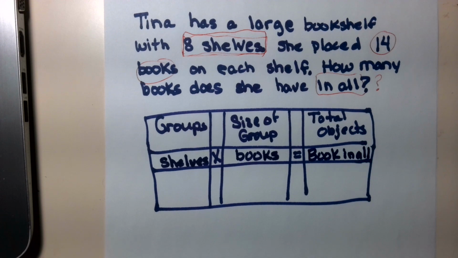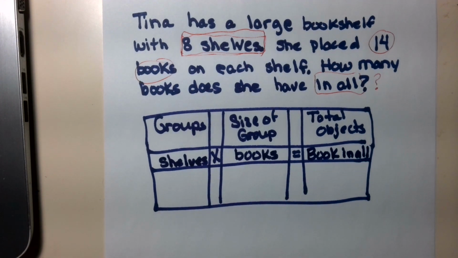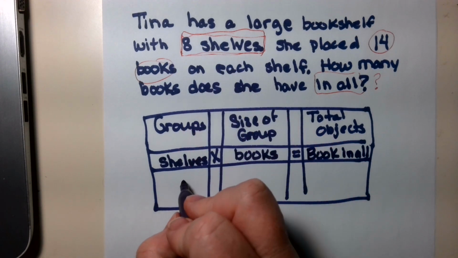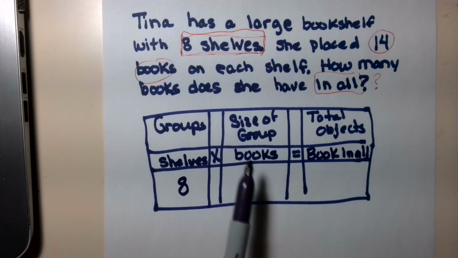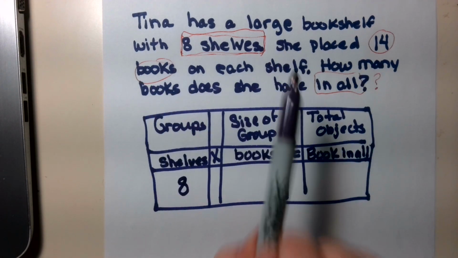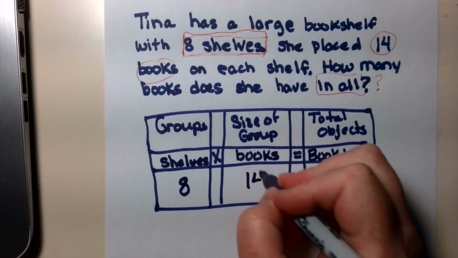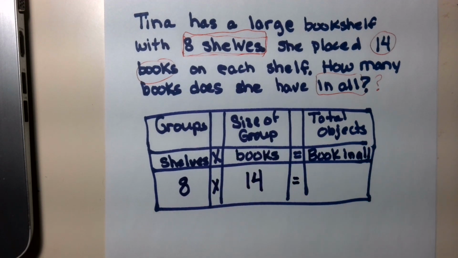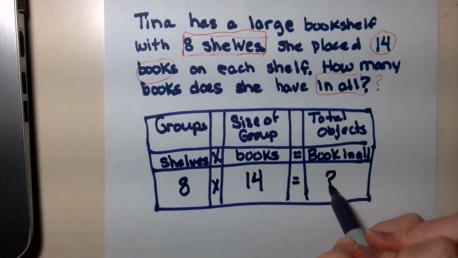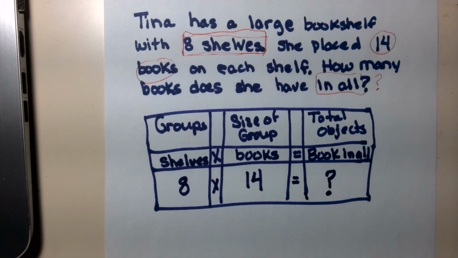So let's go back up to our story problem and see if we can take those numbers and place them in our structure of multiplication. So I know my groups are shelves. So I'm going to go back up here and we said we have 8 shelves. All right, and the size of the group is how many books? Well, she placed 14 books on each shelf. So I'm going to put 14 there. And how many books does she have in all? That is our unknown. We do not know. So it looks to me like we're solving a multiplication problem.